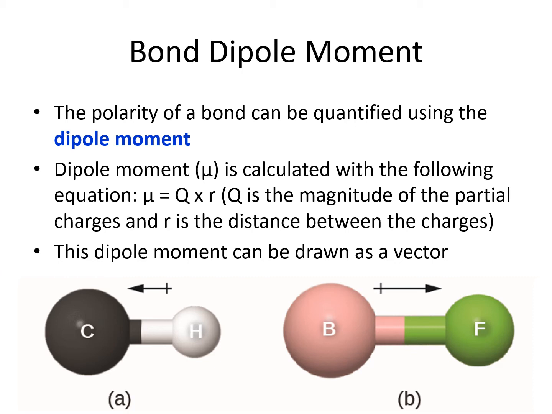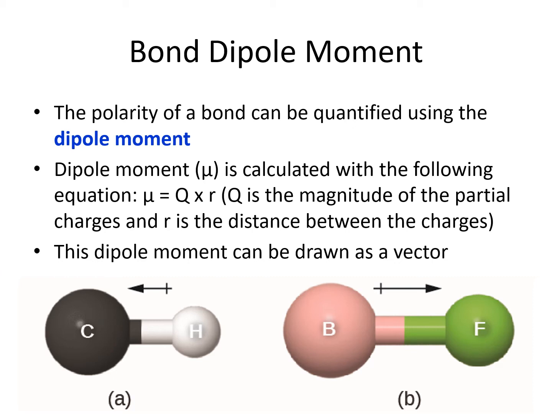The distance between the charges is represented with r, and the product of Q and r gives the dipole moment. We will go through some examples of calculating the dipole moment in the next chapter. The dipole moment is a vector which has magnitude and direction.